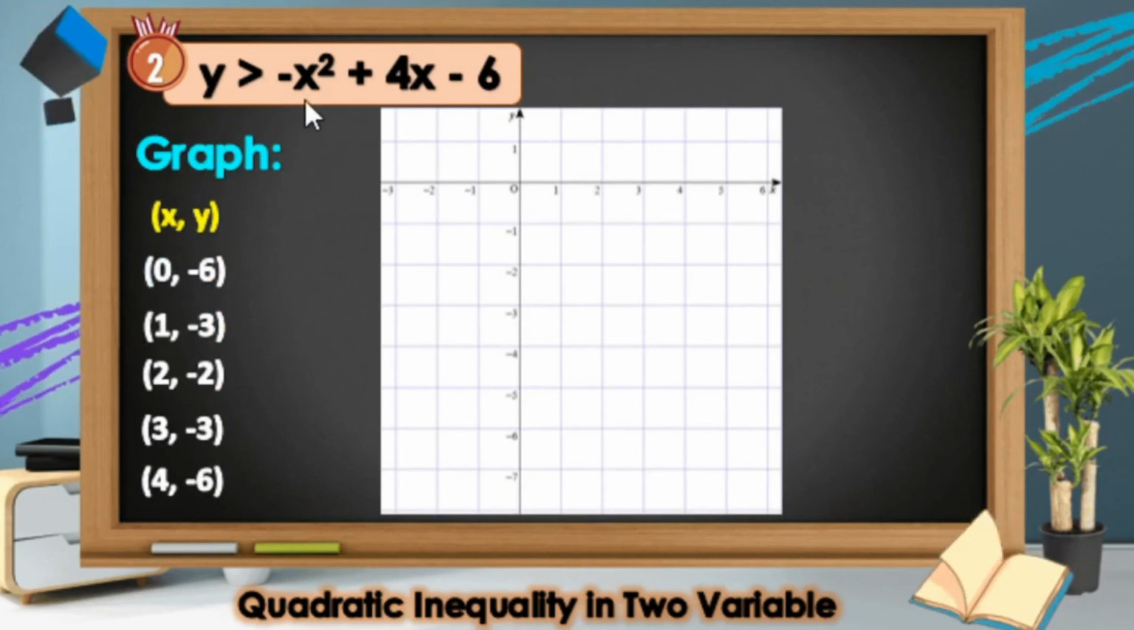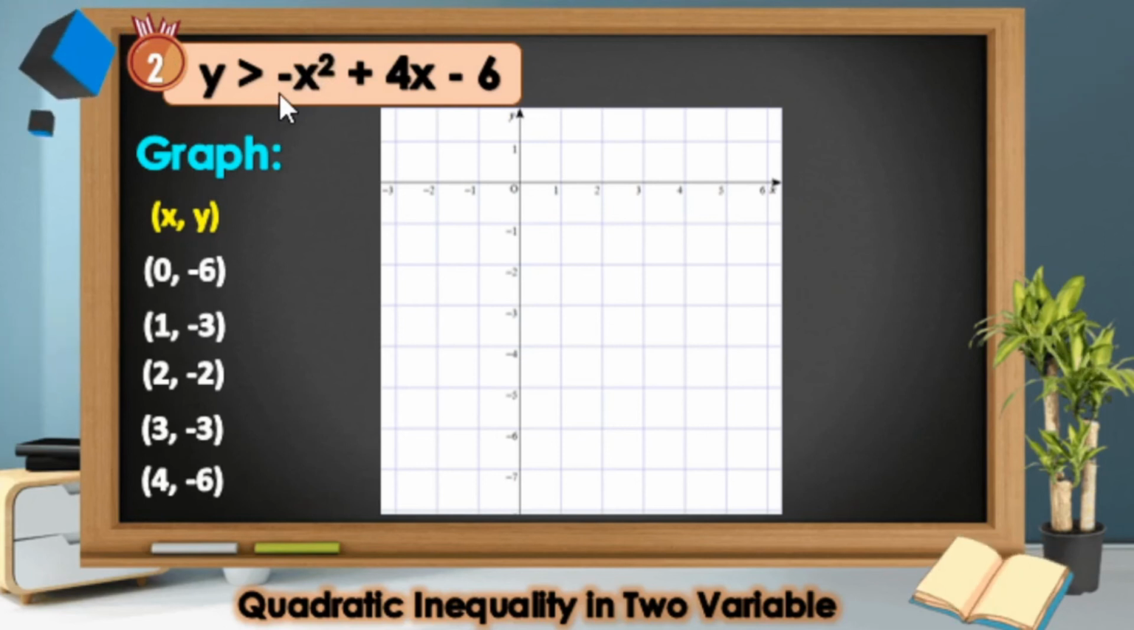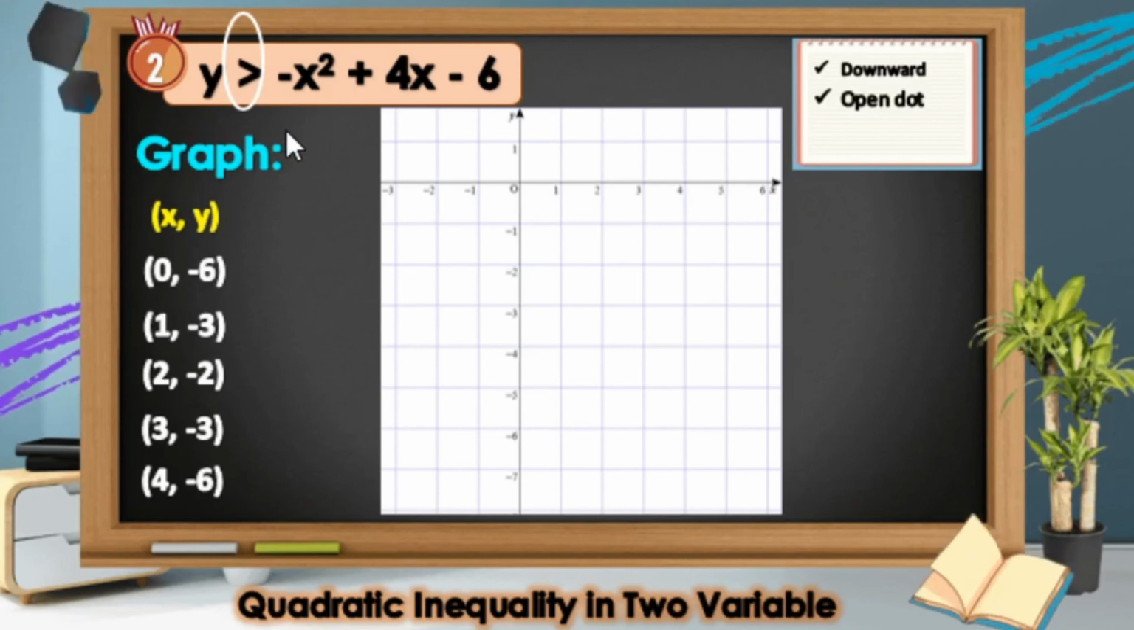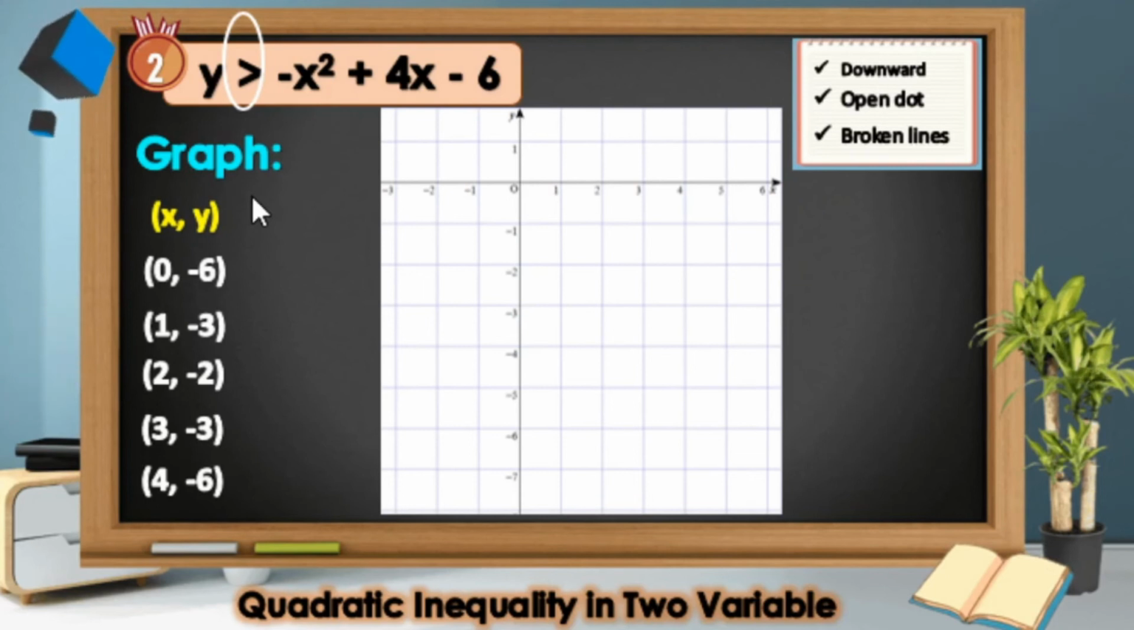So, sabi, tingnan muna natin yung value ng ating A. If the value of A is less than 0, it means negative. The graph should open downward. No? And tingnan natin yung ating inequality symbol which is greater than. So, it means the graph should be open dot and broken lines. No? Then, plot na natin to.